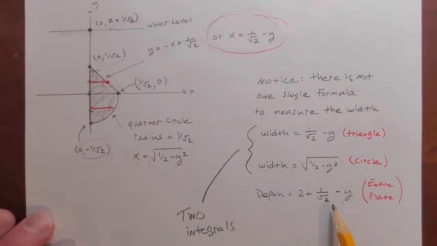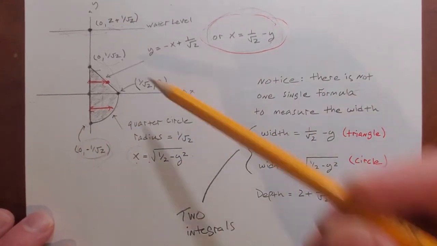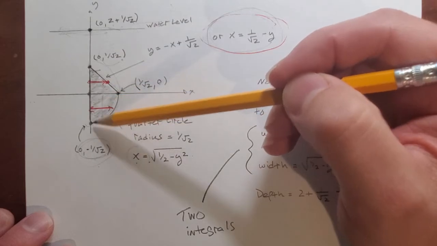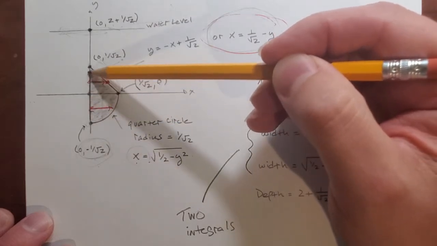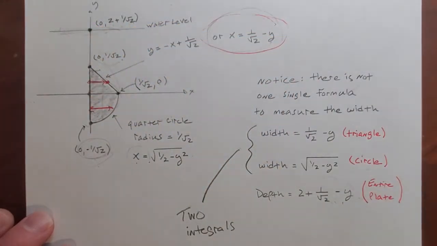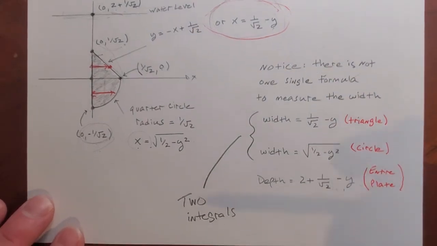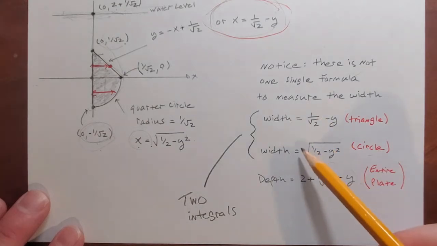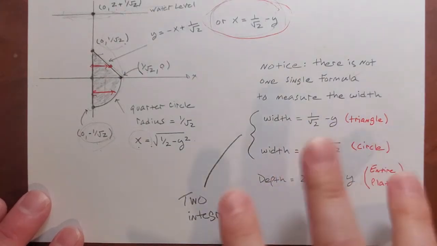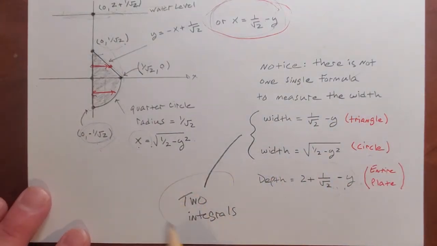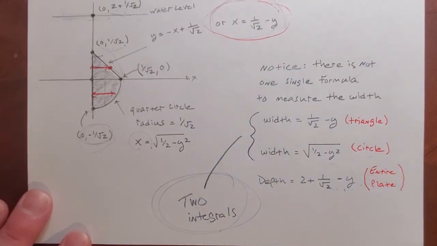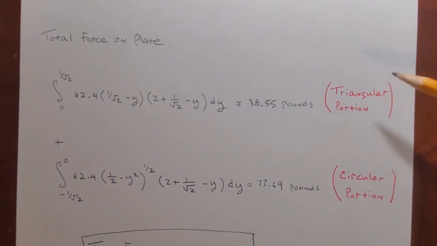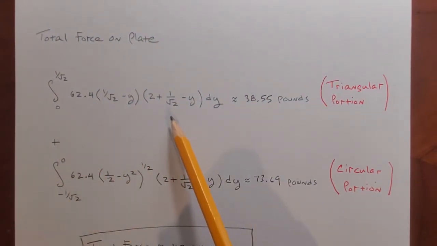But if you subtract whatever the y-coordinate is all the way along, it does tell you the depth with respect to the water level. Okay, and that's what we want it to do. Okay, so the depth might be the same through the whole shape, but the width isn't. Now, okay, with that out of the way, with me hoping to convince you that you need two integrals, here they are. Okay, this is the one for the triangle.